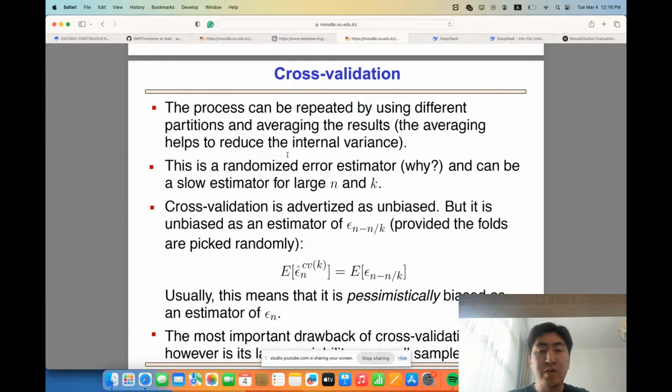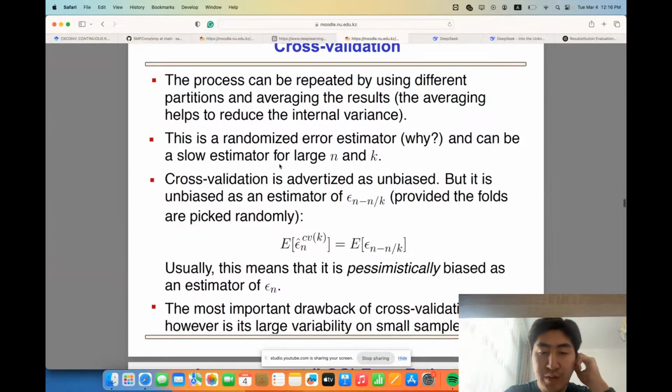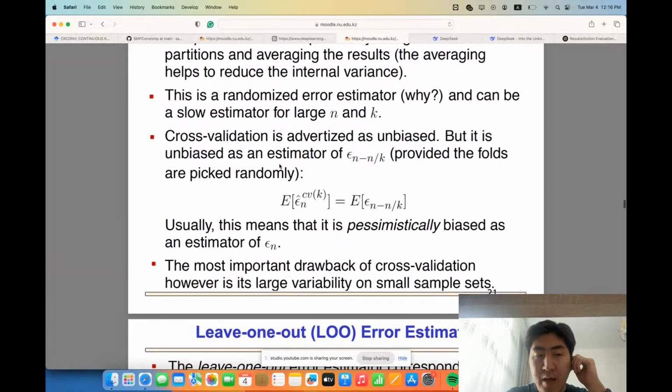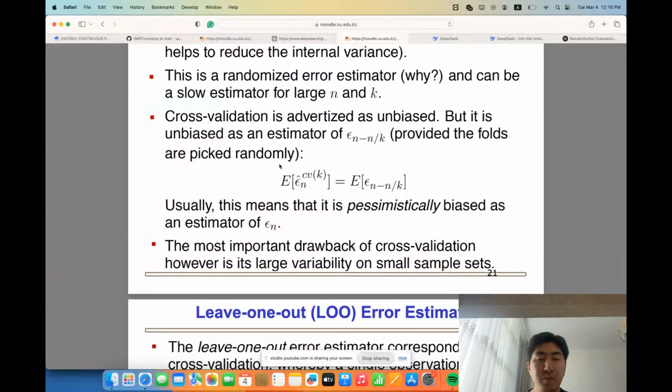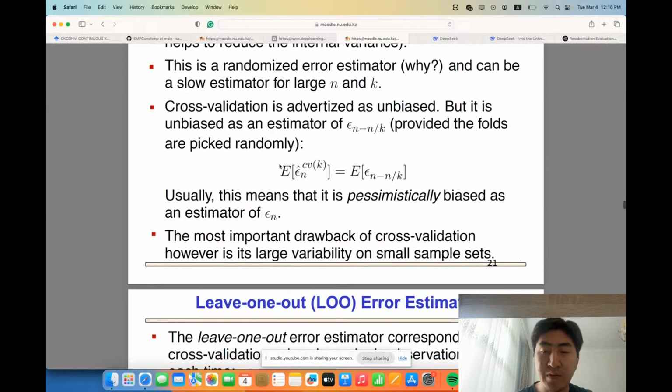Why? It's randomized because we randomly create these folds and we are not fixing them. It can be a slow estimator for large n and k. Cross-validation is advertised as unbiased, but it's unbiased as an estimator only provided the folds are picked randomly. Usually, this means that it's pessimistically biased as an estimator of the true error. The most important drawback of cross-validation, however, is its large variability on small sample sets.